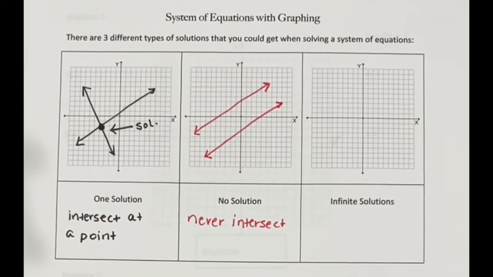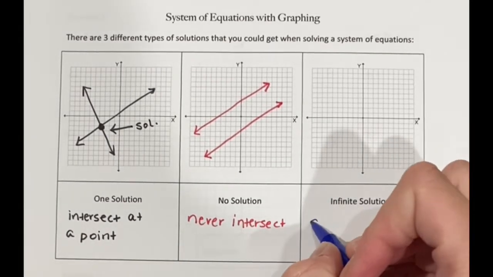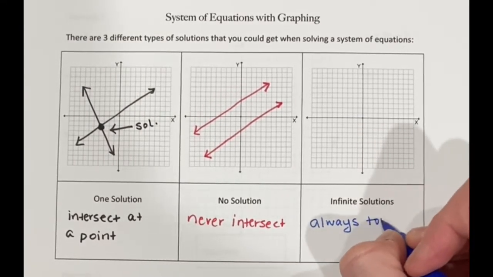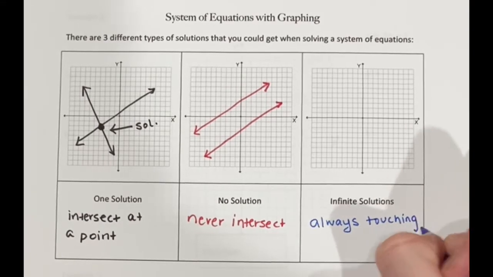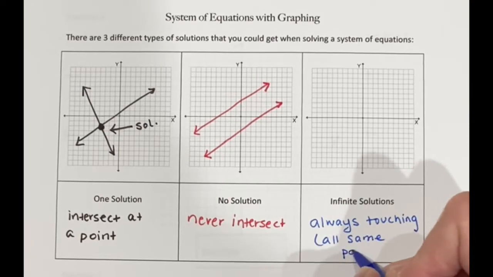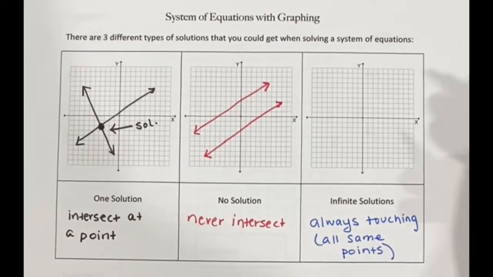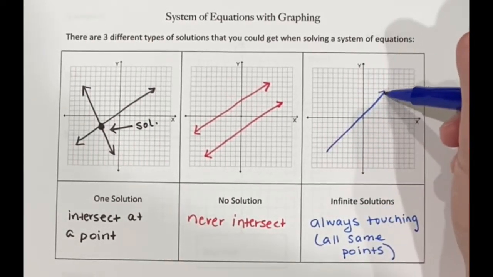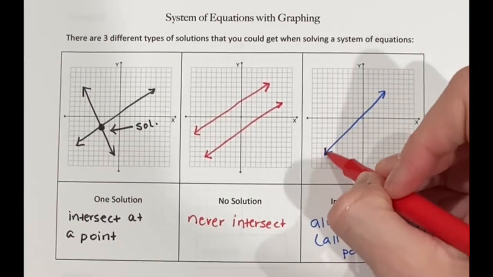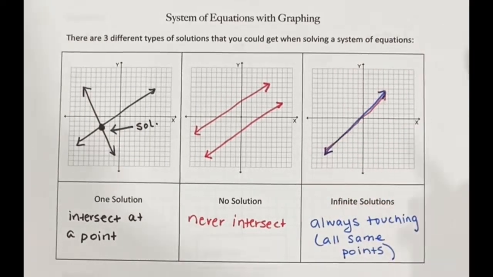And finally, we have infinite solutions. So infinite solutions are always touching. So they have all the same points, which actually means that it's just the same line. It's one on top of the other. So just the same exact line, one on top of the other. So those are the three examples that we can have.